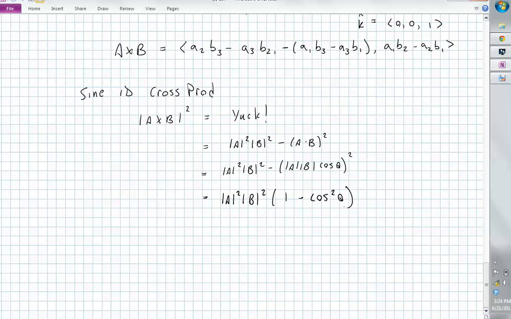What did I do there? Yeah, I squared the stuff that was inside. I got A squared, B squared. Oh, but there's an A squared, B squared over here. Factor it out. 1 minus cosine squared. What's 1 minus cosine squared? Sine squared. Very good. And take the square root of both sides.